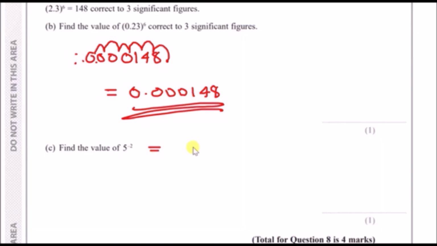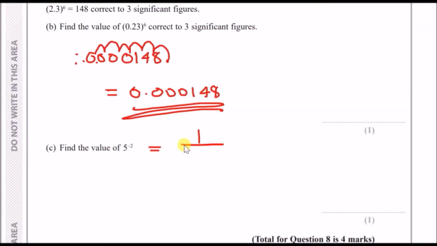And find the value of 5 to the negative 2. Okay, so the negative power means that it's a reciprocal. So instead of 5 to the minus 2, it will be 1 over 5 to the power 2. And that's just 1 over 25.